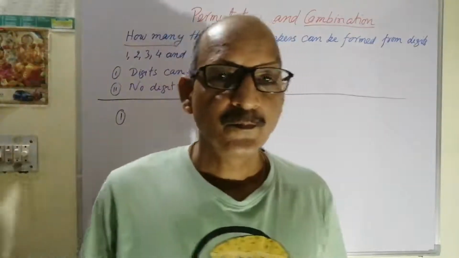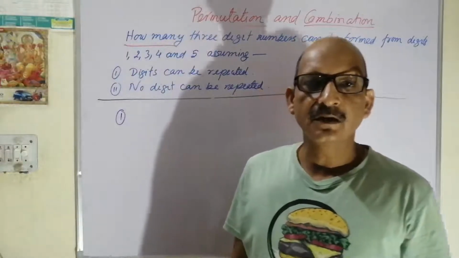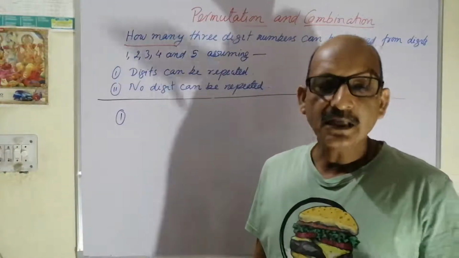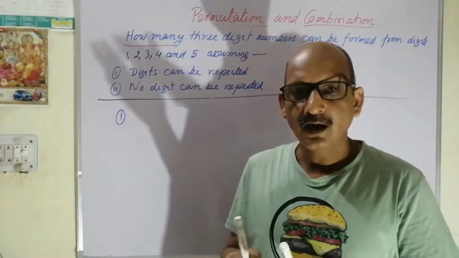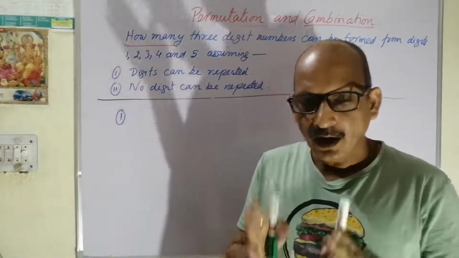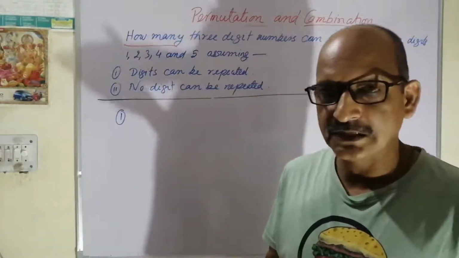Namaskar students. In the previous video we have learned what is permutation and what is combination. I think we have already discussed that permutation is arrangement and combination is selection. Arrangement is permutation and selection is combination.